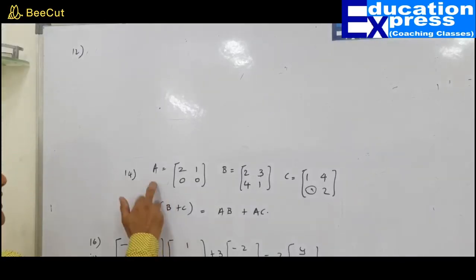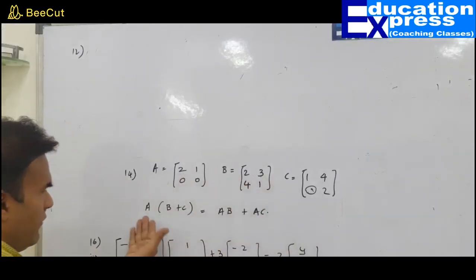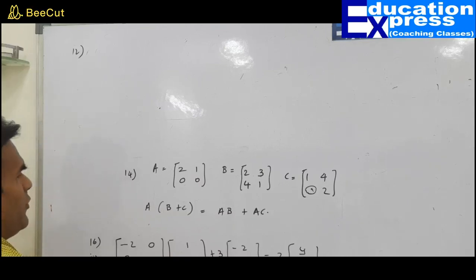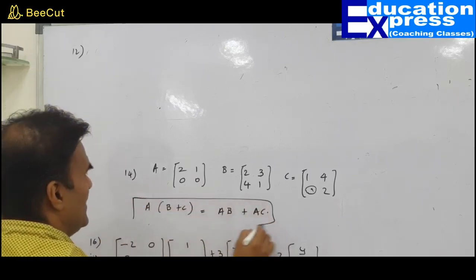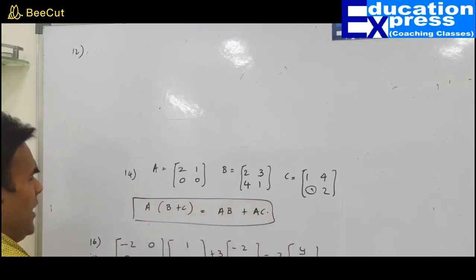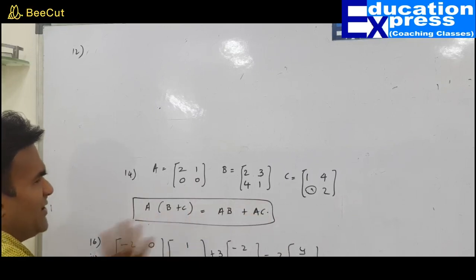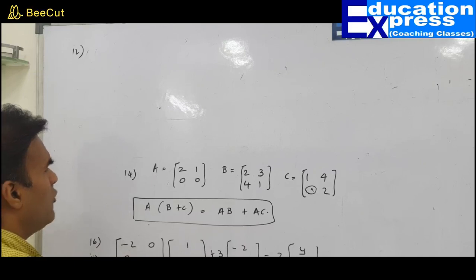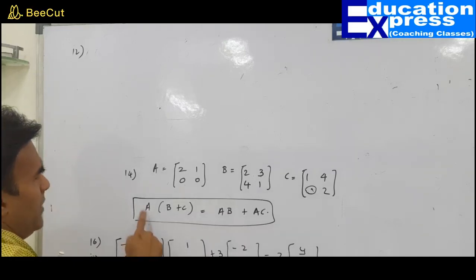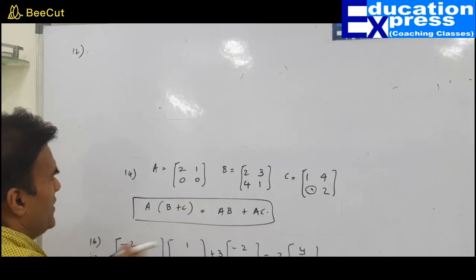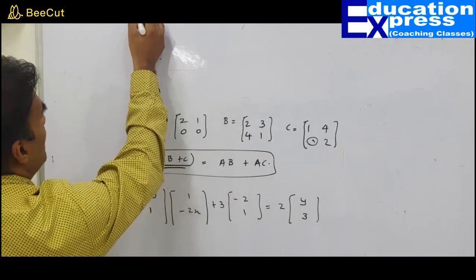They have given to us A, B, C. Focus on this. I have to prove that this is equal to this. Please don't indulge in opening up the brackets and all. We have to prove it with the help of matrices. How do we go on? A into (B plus C). So first please find out B plus C, how much is it.